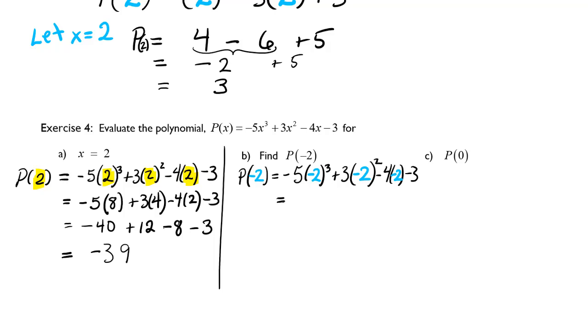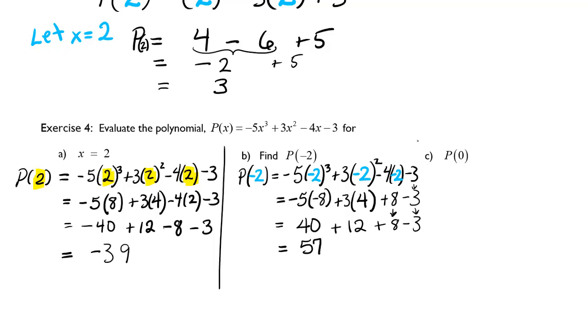Once substituted, I can just calculate negative 5 times negative 8. Negative times a negative gives me a positive. A negative 4 times a negative 2 gives me a positive 8. And negative 3 just drops down. So I have negative 5 times negative 8, which is positive 40. Positive 3 times positive 4 is positive 12. Positive 8 drops down, minus 3 drops down, and now I just simply calculate this. This equals 57.